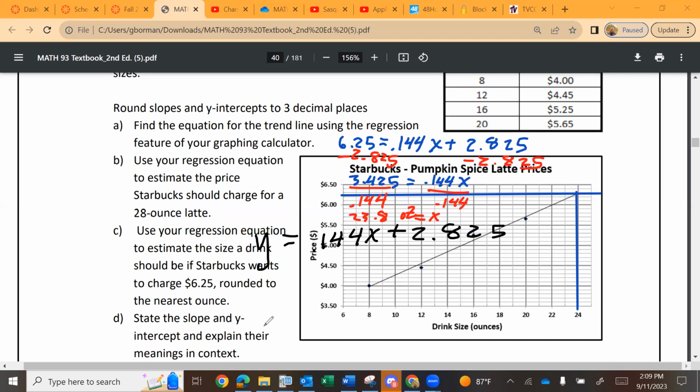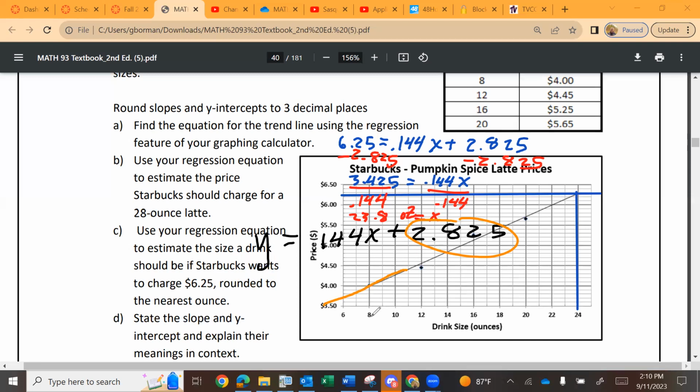State the slope and y-intercept and explain their meaning in context. Okie dokie. So let's talk about the y-intercept. Let me change colors. Okay, so the y-intercept, that is when y is all by itself, that's the number that is not multiplied by x. We typically refer to that as b, although that's not especially important. So the y-intercept is where your line is going to hit the y-axis.